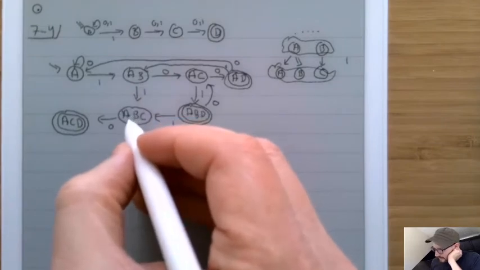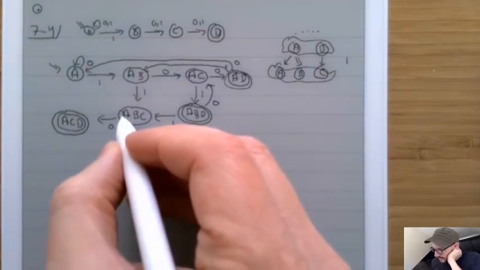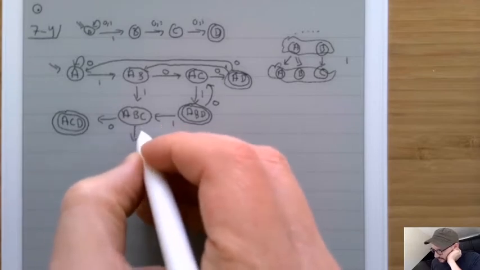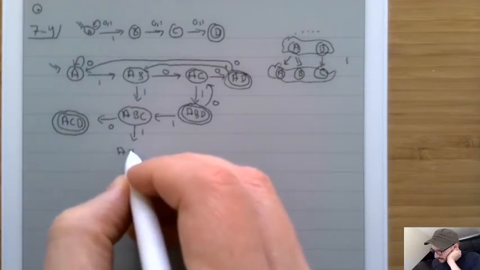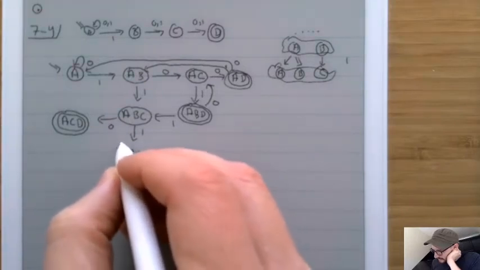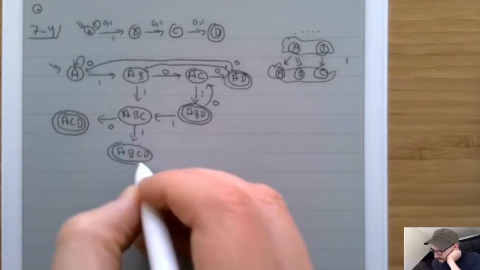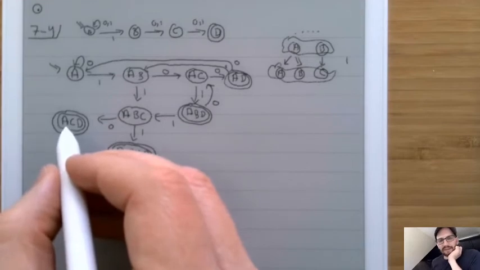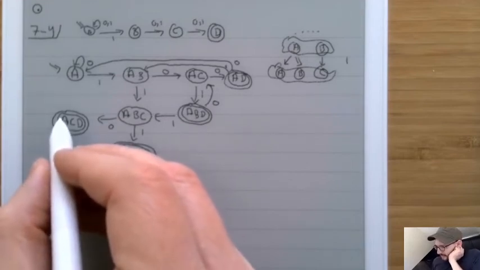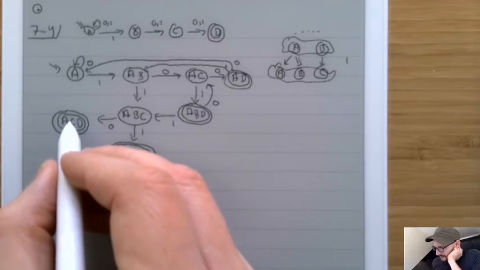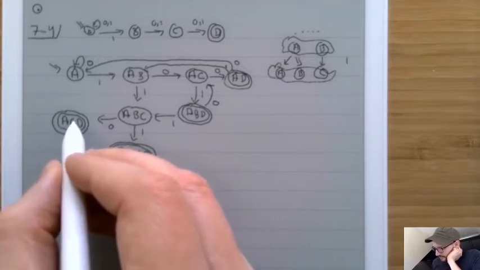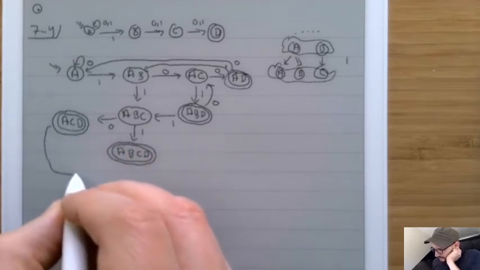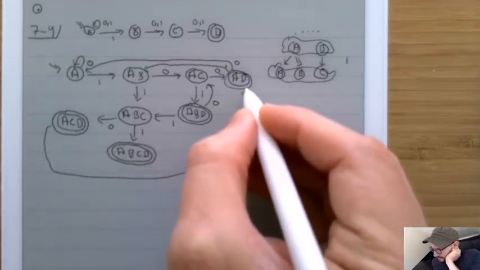Now what about this one on a 1? A would go to AB, B would go to C, and C would go to D, so therefore on a 1, we'd go to A, B, C, D. Circle that, because it has a D in it. We're almost done. What about ACD? Well, the A on a 0 would go to A, C would go to D, and D would go nowhere, so therefore this on a 0 would go way over there to AD. We'll go back here on a 0.